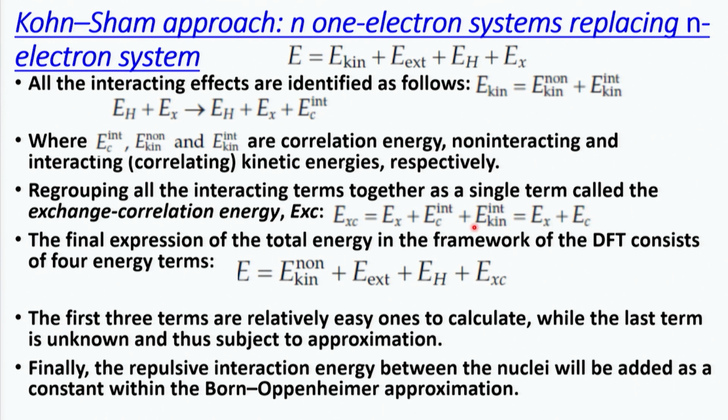So, the interacting energy and also the interacting kinetic energy, E_x plus E_C, we are writing as E_XC, the exchange correlation energy, which is the interacting part. The non-interacting part we are just using to find out the kinetic energy. So, kinetic energy plus non-interacting Coulombic energy plus exchange energy, along with the external energy, will give you the total energy.